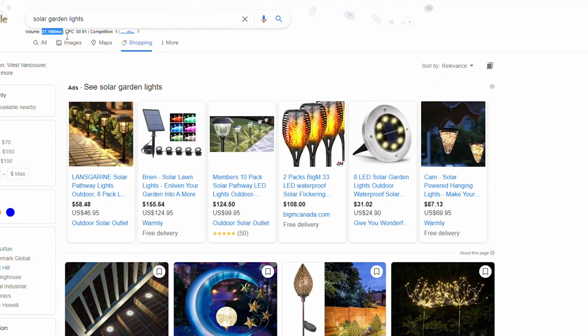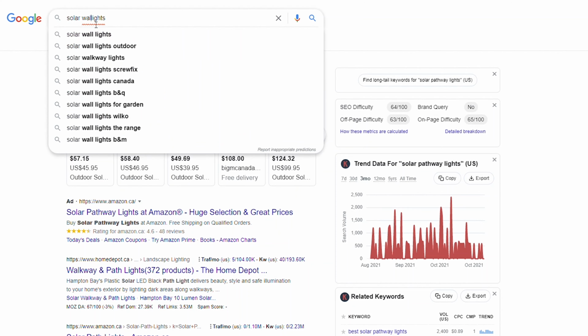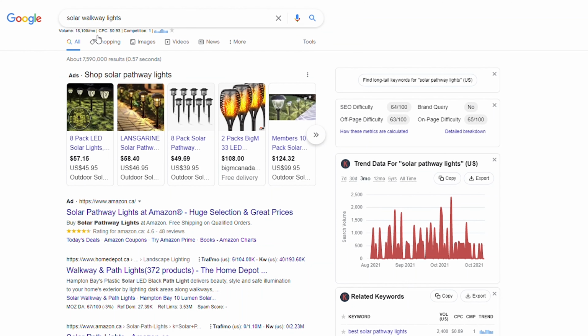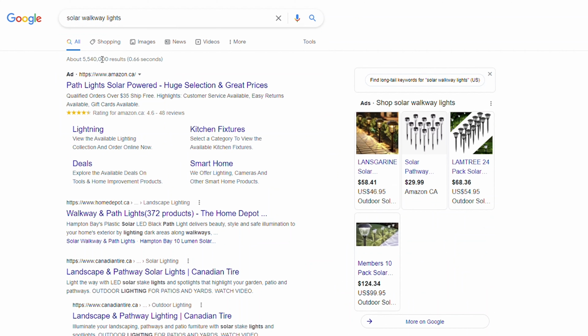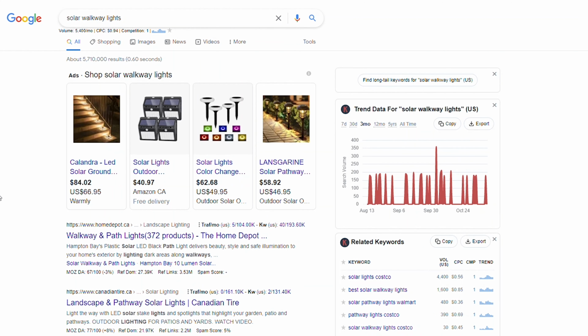Usually there is a really general keyword like solar lights, and there are more specific keywords like solar garden lights. You want to check those as well. There might be other keywords like solar pathway lights or solar walkway lights, which all have a decent amount of volume as the secondary keyword, I would say. So in terms of demand, this product is exactly what we're looking for. And I have to remind you that this Chrome extension is not always accurate, especially for lower volume keywords. So maybe this one has more volume than it shows.